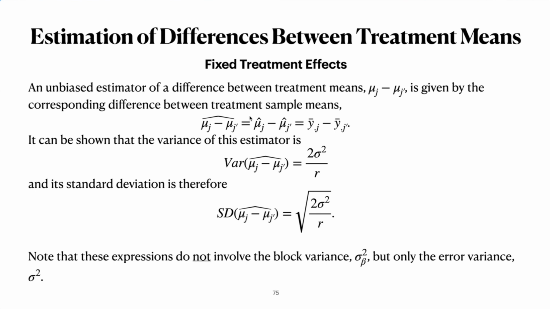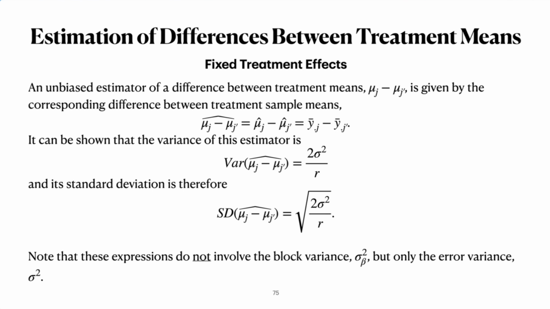And so this notation here on the left-hand side, mu sub j minus mu sub j prime with a big hat on top, okay, that's the notation that we'll use for the estimator for the difference between those two treatment means. That is given by, or it's equal to, mu hat sub j minus mu hat sub j prime, which again is the difference between the corresponding sample means, the means of the samples receiving treatment j and treatment j prime.